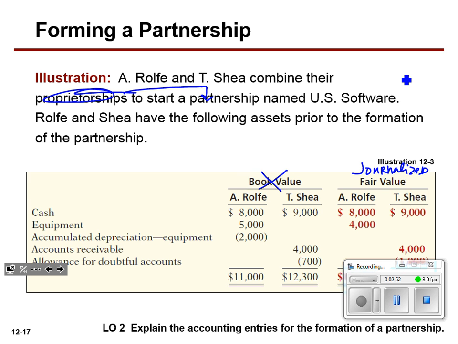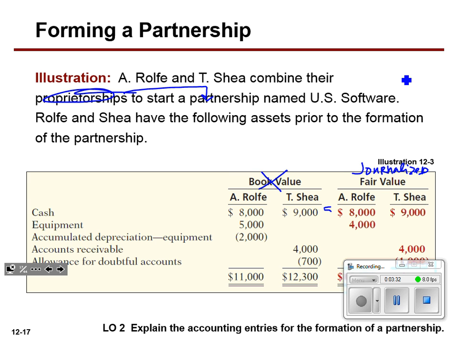Okay. Let's take a peek at the assets. Cash is cash. It looks like A. Rolfe has got $8 grand. T. Shea has 9. So those transfer over. Cash is cash. That value is the value. So cash is typically equal as they look at book value versus fair value. You can tell that A. Rolfe has some equipment, $5,000 worth, with accumulated depreciation at 2. So you would think it's valued at what? 3. The partners decide, however, it's really valued at 4.